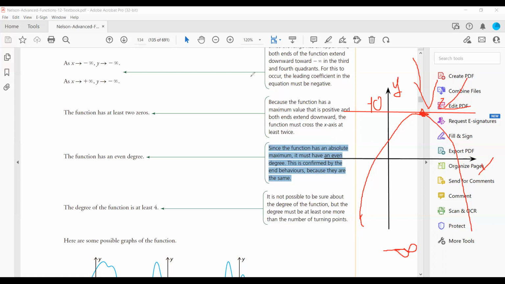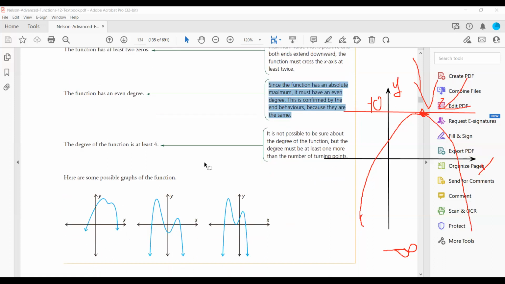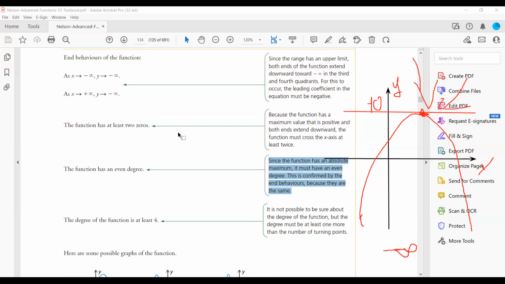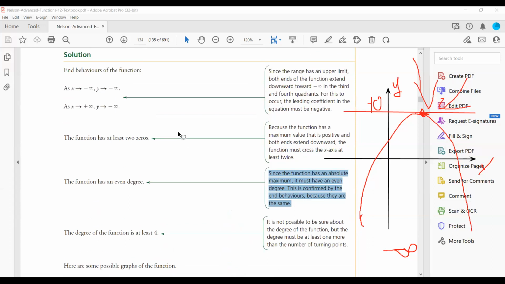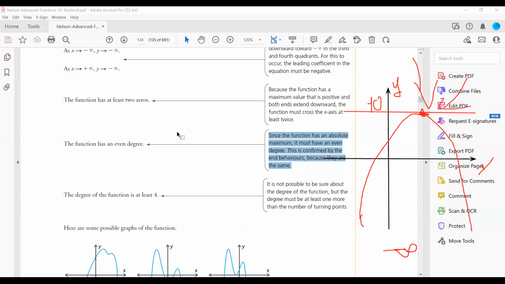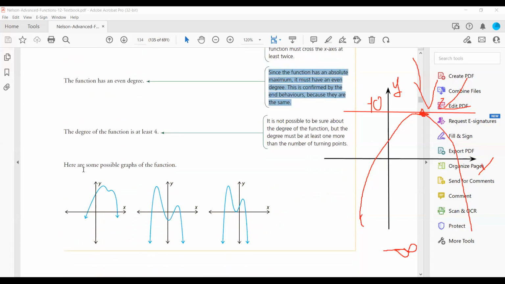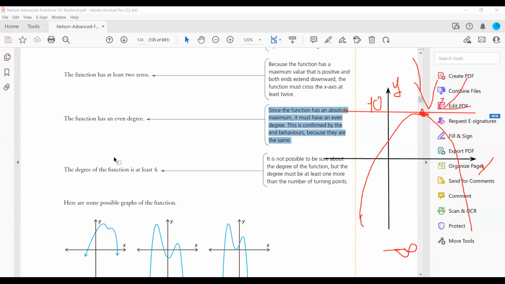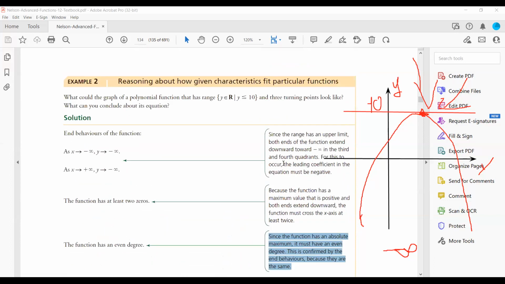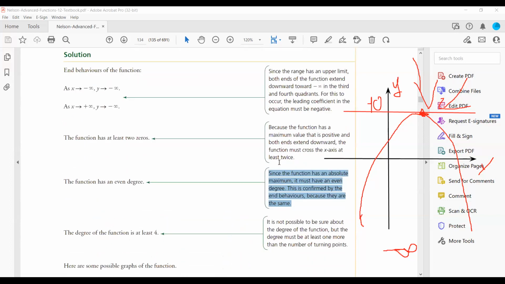And turning points, this is an interesting part. I don't understand why they say that this function may have more than one turning point.